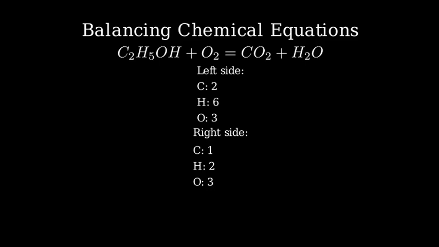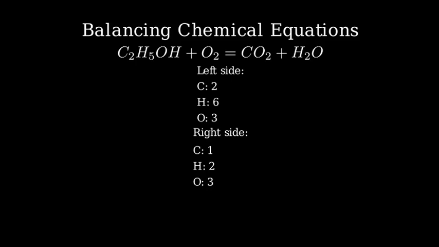Now, let's identify which elements are not balanced. We can see that carbon is not balanced. There are 2 on the left and 1 on the right. Hydrogen is also not balanced, 6 on the left and 2 on the right. Oxygen, however, is already balanced with 3 on each side.